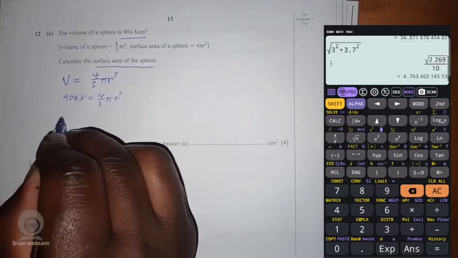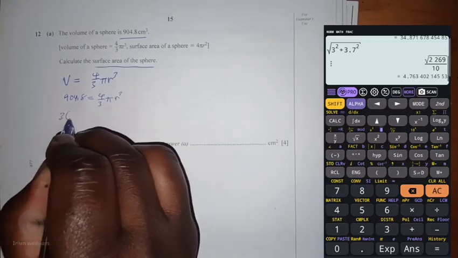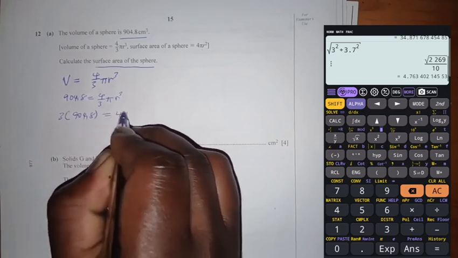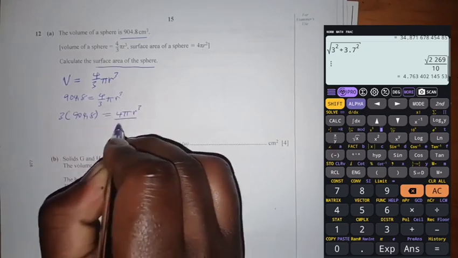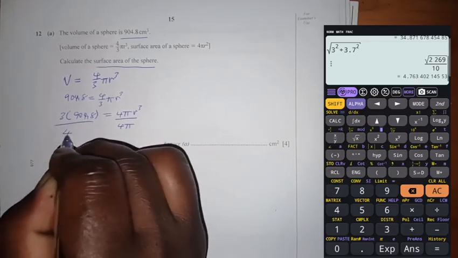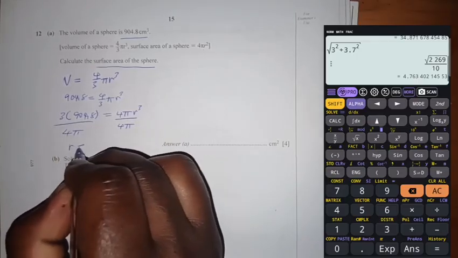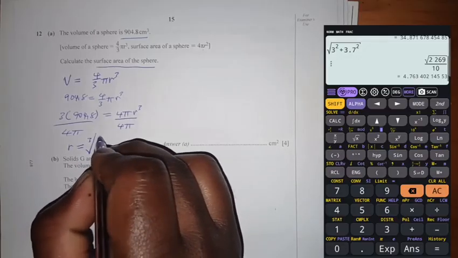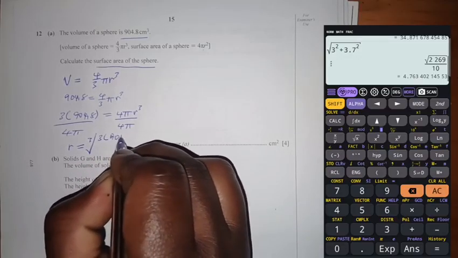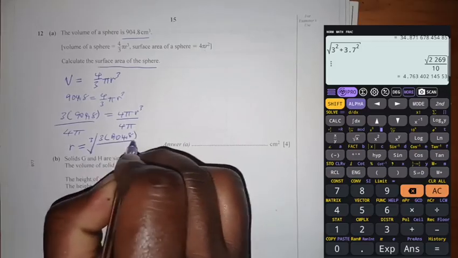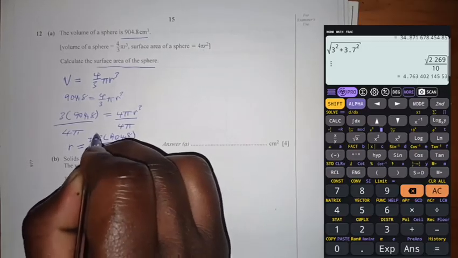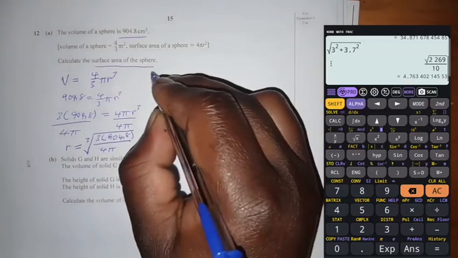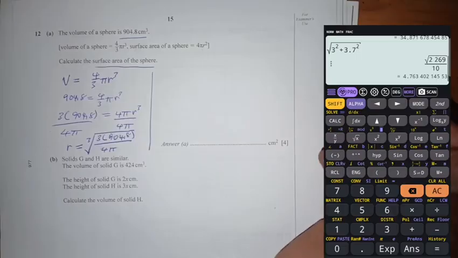Multiply both sides by 3. You have 3 times 904.8 is equal to 4 pi r cubed. Divide this one by 4 pi. So the radius will be the cube root, to remove that power 3 there, of 3 times 904.8 over 4 pi. Me trying to write it like I'm trying not to put this thing in a calculator because I'd be tempted to round off.